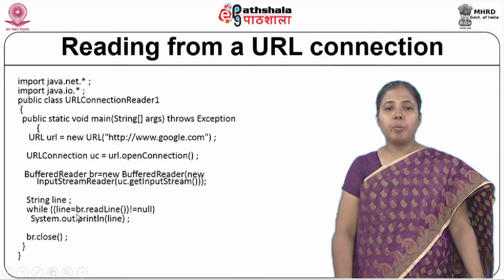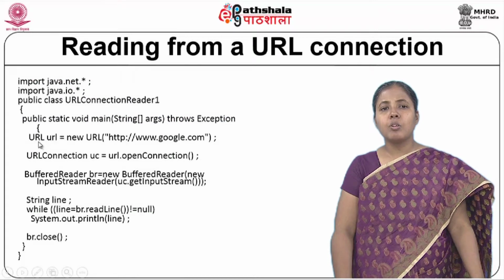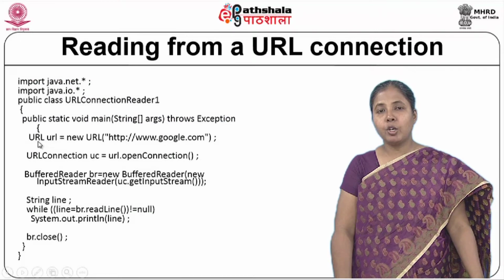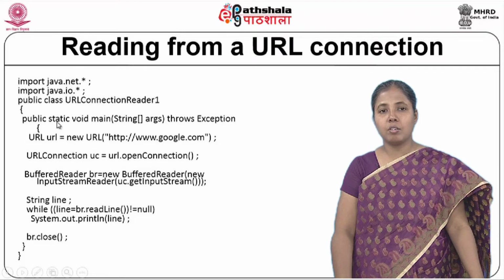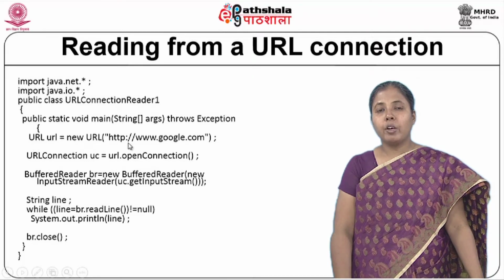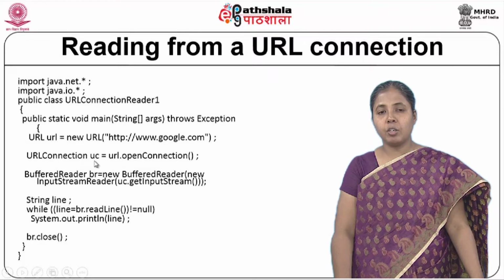Now, this is a simple example of what is happening. Previously we have seen that you directly make use of the URL class to read a stream. Now, you are going to read from a URL connection. So, here you need to import the packages java.net.* and java.io to work with the IO classes and the net classes. Now, first step, you create a URL object. The second step, you create a URLConnection object using the openConnection method of the URL class. So, use the URL object dot openConnection that returns a URLConnection object.